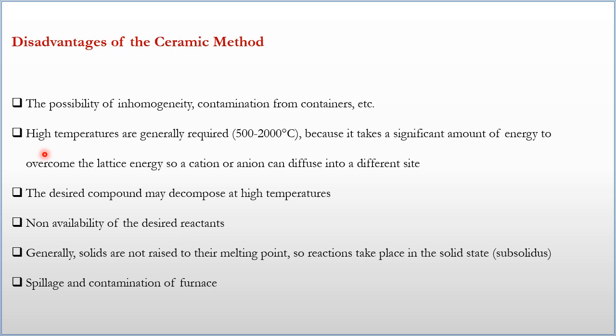Sometimes, and usually these reactions are carried out at very high temperature, 500 to 2000 degrees centigrade, and that takes a significant amount of energy consumption, because this energy is required to overcome the lattice energy so that cation and anion can hop from one side to the other. There is also a possibility that the compound or product you are forming is not stable and will start decomposing at the high temperature.